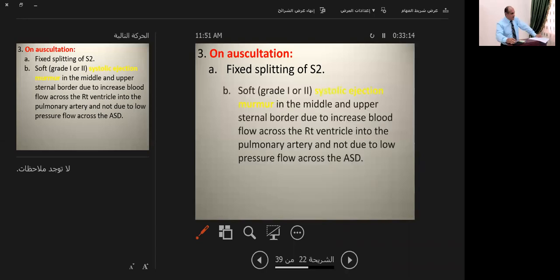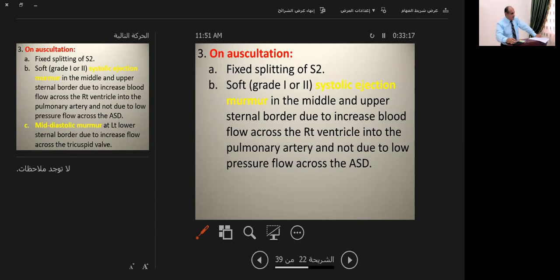We have a soft grade 1 or 2 systolic ejection murmur. The systolic ejection murmur is at the middle and upper sternal border due to the increased blood flow across the right ventricle into the pulmonary artery, and not due to the low pressure flow across the ASD. ASD per se does not cause a murmur. This is a very important point in the MCQ.